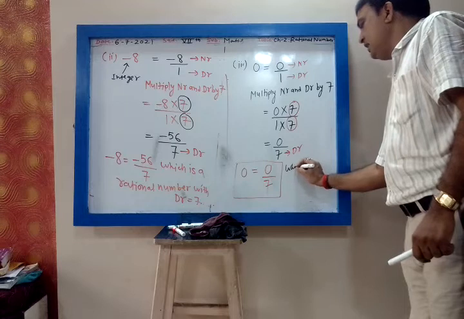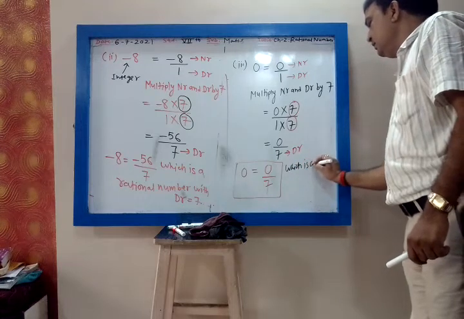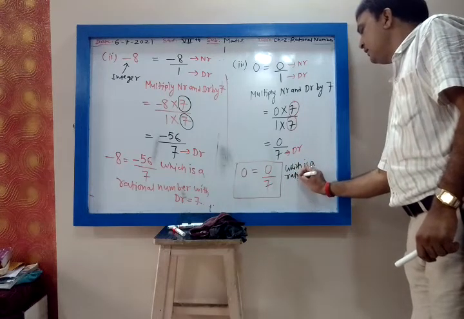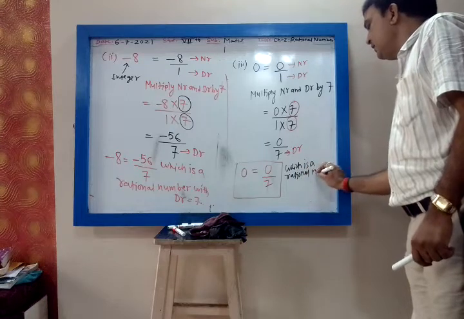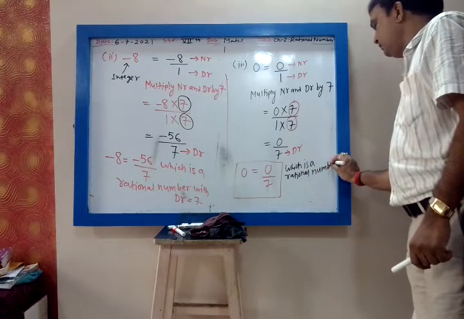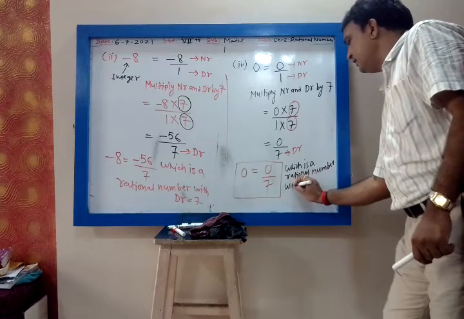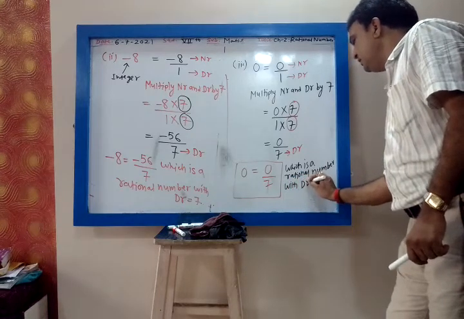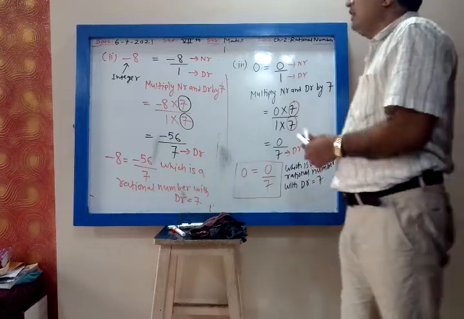So write down, which is a rational number with denominator 7. So 0 I can write as 0 upon 7.